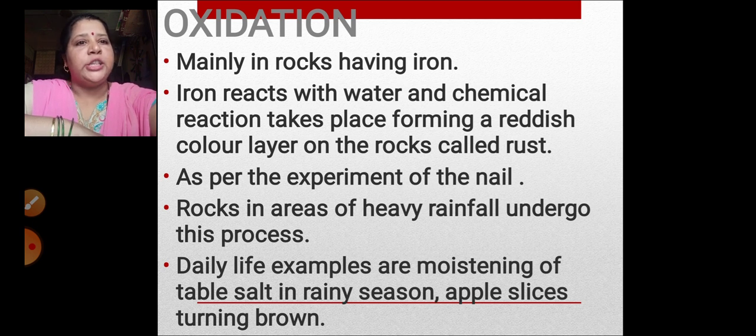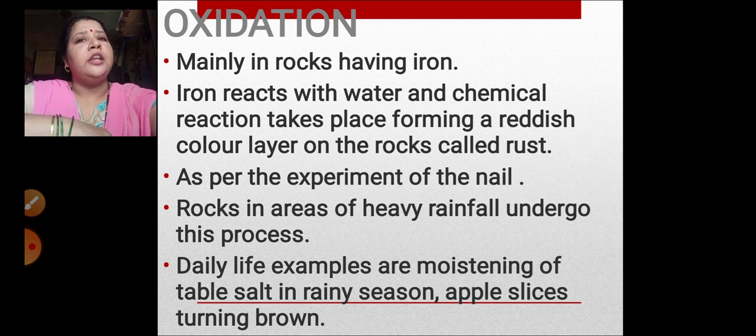Now, as per the experiment of the nail, there are certain rocks in areas of heavy rainfall which undergo this process. Okay, as I told you first, as the nails were undergoing the oxidation process, in the same way there are certain rocks in heavy rainfall areas. They also undergo oxidation. Okay.